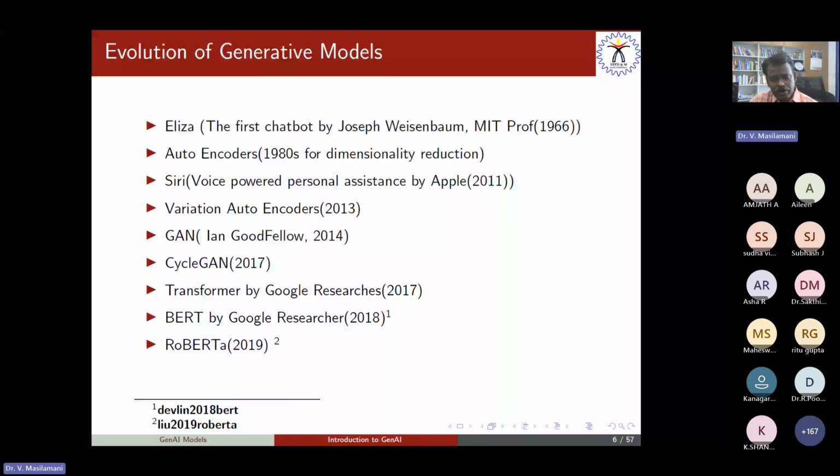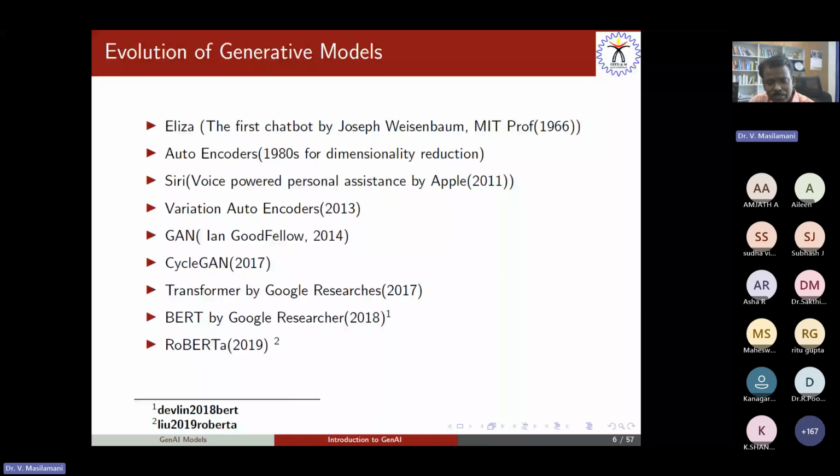Right, in 2011, just before the advent of the deep learning architectures, late 2011 and beginning of 2012, the deep learning architectures started coming. After a couple of years, VAEs, variational autoencoders, were introduced in 2013. Then GAN was introduced by Goodfellow in 2014. And what is GAN? Generative adversarial network. We will see the details of the architectures of that.